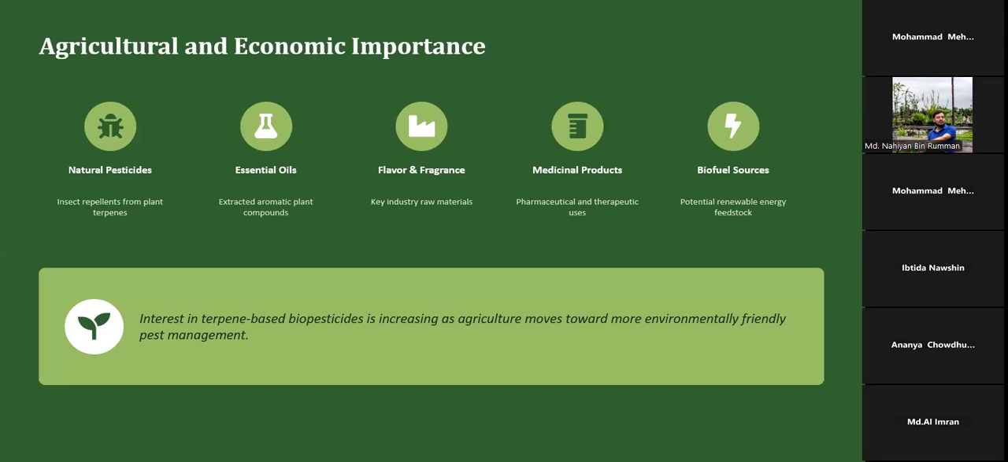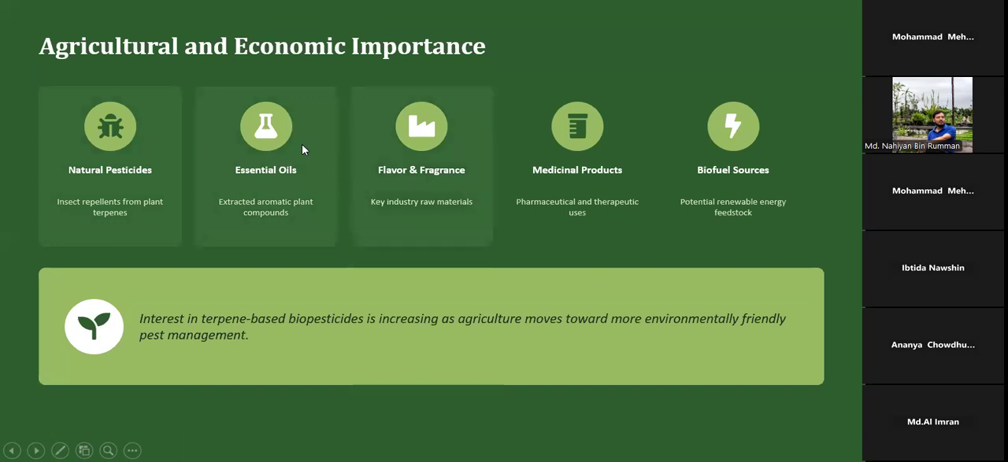Now let's talk about the agricultural and economic importance. Terpenes are highly important in agriculture and industry. At first, they are used as natural pesticides and insect repellents, making them an environmentally friendly alternative to many synthetic chemicals. Number 2, many essential oils such as peppermint and eucalyptus oil are rich in terpenes.